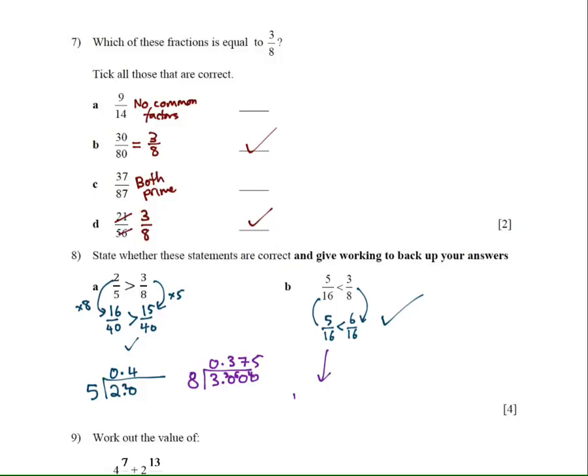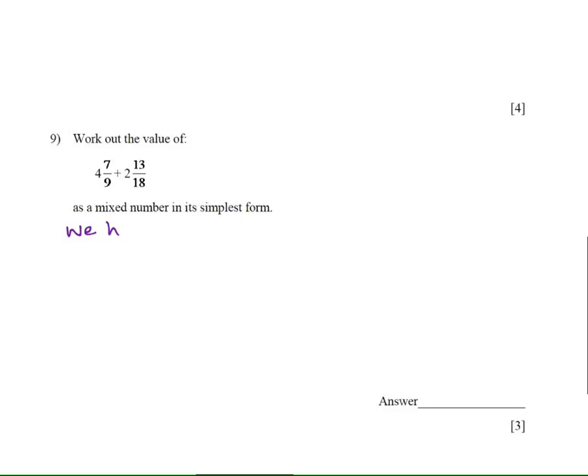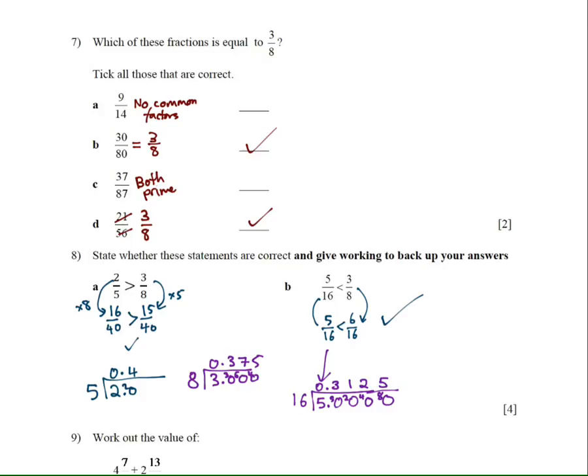If we do 5/16, well, 16s into 5, 16s don't go into 5, 16s go into 50, 3 times remainder 2, go into 20, 1 time remainder 4, go into 40, 2 times remainder 8, go into 80, 5 times. So, let's go back. You can see that 5/16 is smaller than 3/8. Okay, I think one person did this wrong because they didn't divide by the denominator, they divided by the numerator.